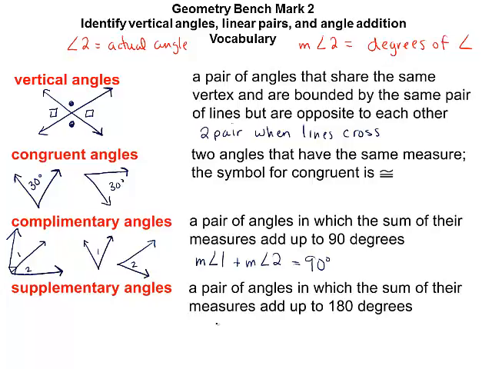Okay, and supplementary angles are a pair of angles which add up to 180 degrees. So same idea, they can be connected, in which case they'll connect and make a straight line. Or they can be off in space somewhere like this, where the measures will add up to 180.